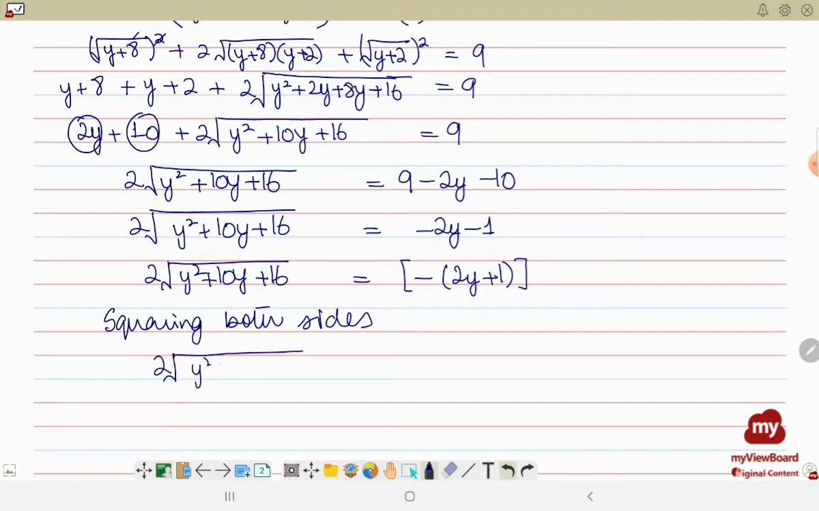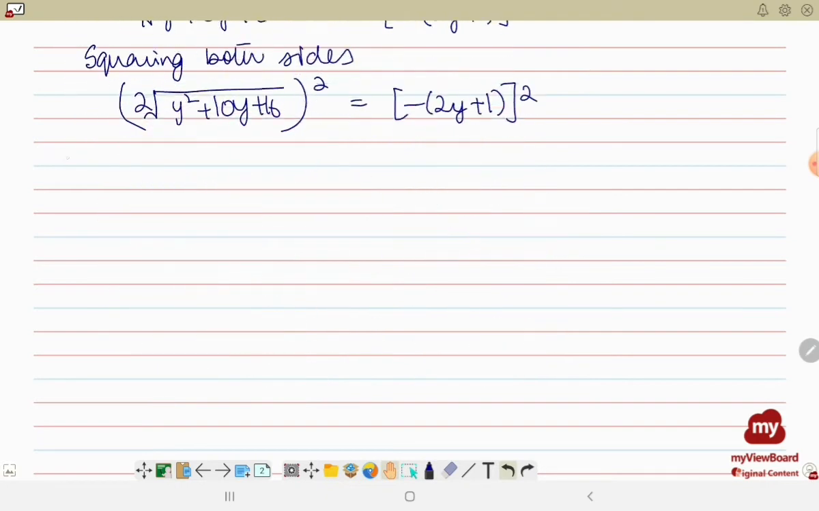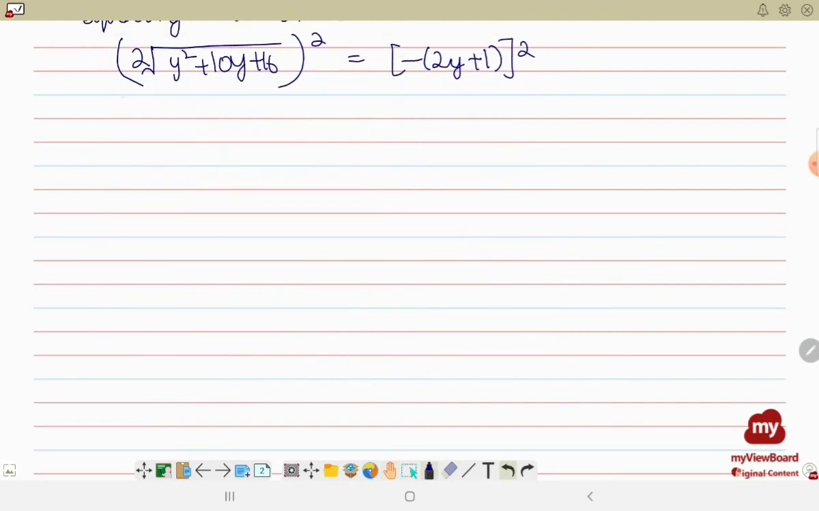So let's square both of the sides of the equation, whole square, and here we are having this whole square. The square on 2 will make it 4. The 4 with the square on the radical sign will get cancelled. Now here the square is on the minus sign, it will become plus. The square is on this whole bracket. We are going to open it as a plus b whole square, so a square plus 2ab plus b square. So on the left hand side we are going to open up the bracket.